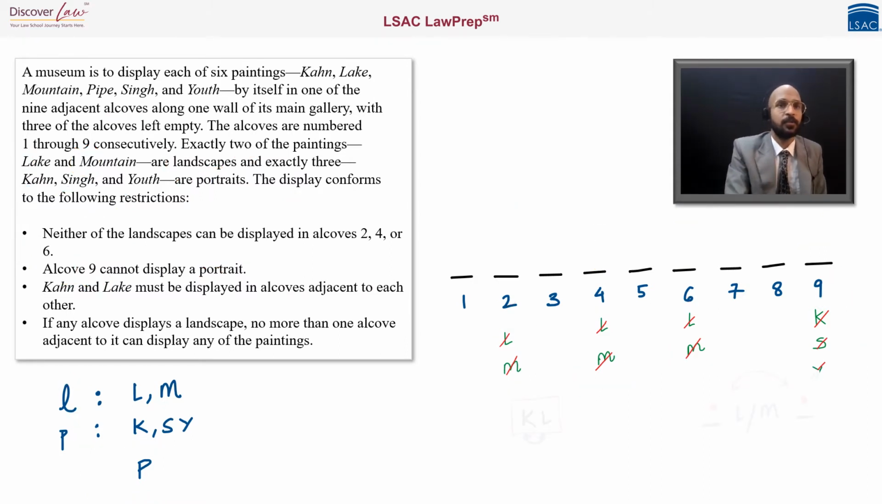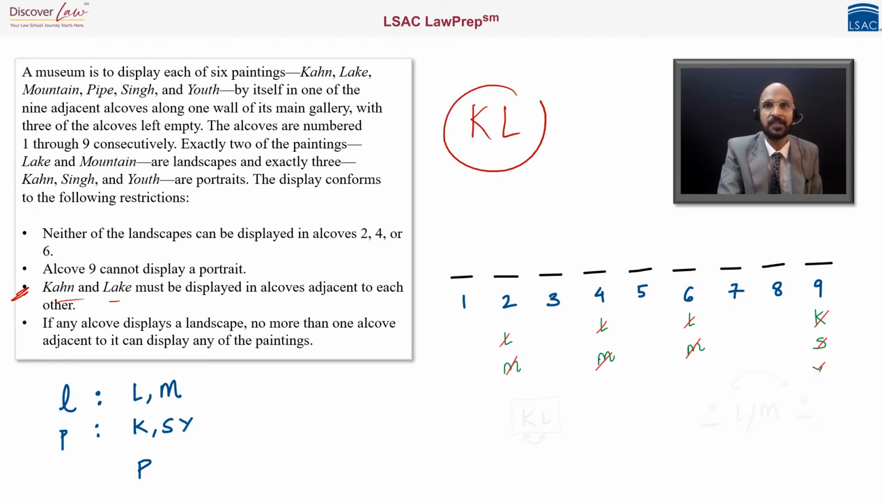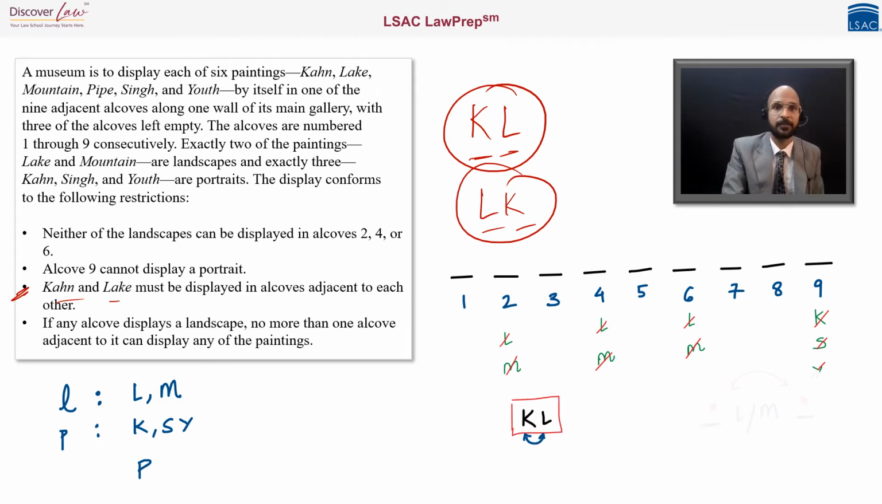Right, let's look at the third rule here. K and L must be displayed adjacent to each other. Now you understand that if K and L are to be adjacent, it means you could either have KL or you could have L and K together. We can represent it like this, right? So KL interchangeably. Then we look at the fourth rule.